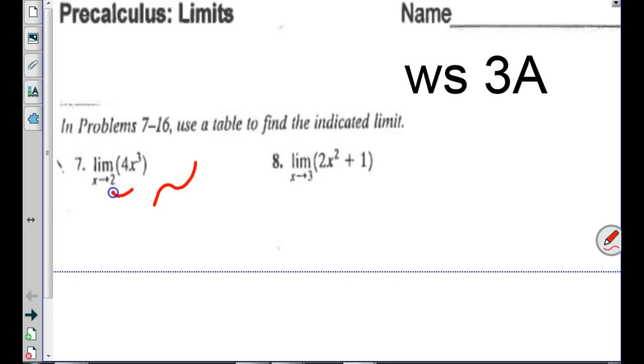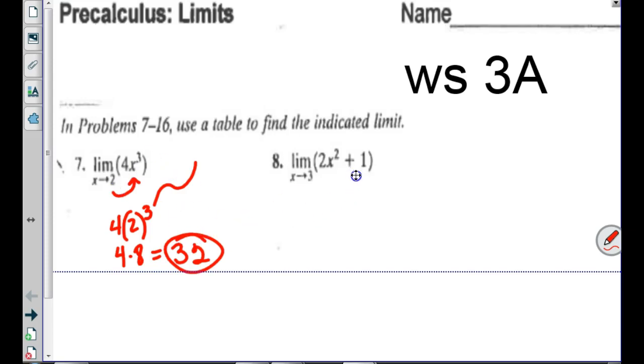It's approaching the same thing from both sides, but that same thing would be 32. Anybody getting that? Now it's not going to show up in your standard window, but you could definitely go to the table, put in 1.992 and 2.01, and it should be 32.